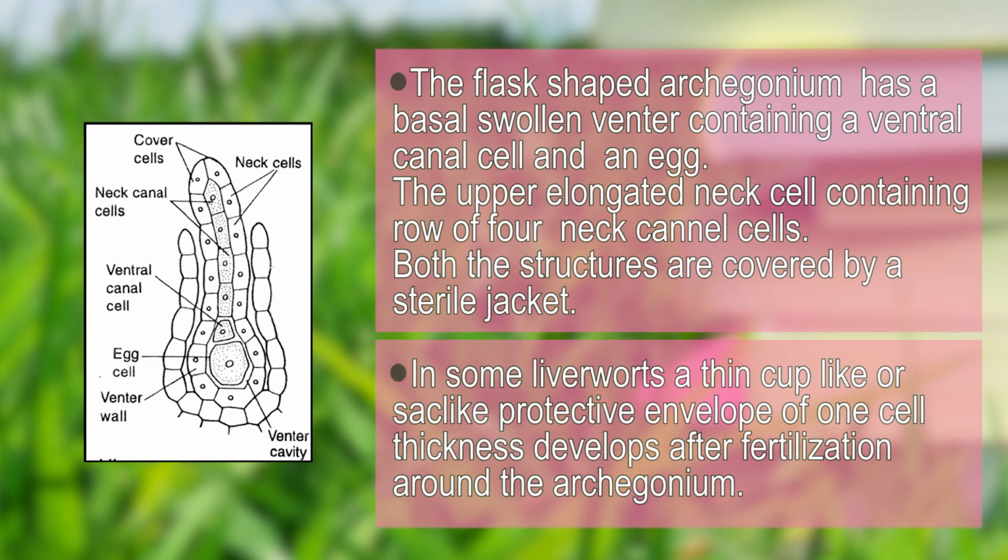The neck is composed of the neck cells. Inside the venter rise the venter canal cell and the egg. Both the structures are covered by a sterile jacket. In some liverworts, a thin cup-like or sac-like protective envelope of one cell thickness develops after fertilization around the archegonium.